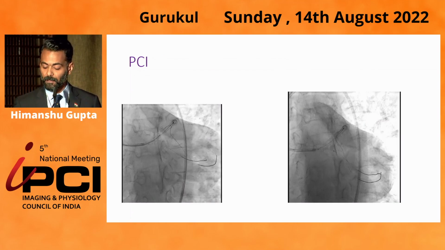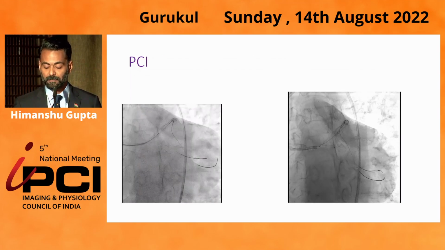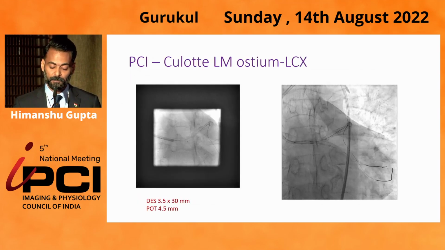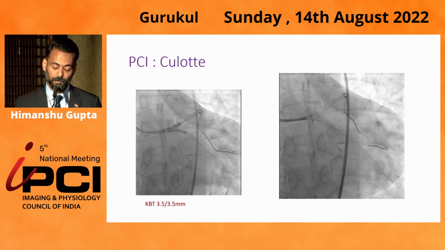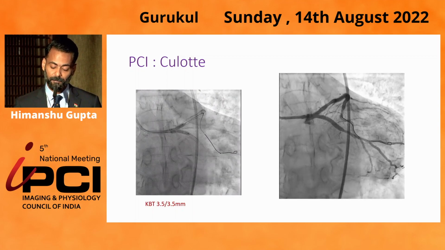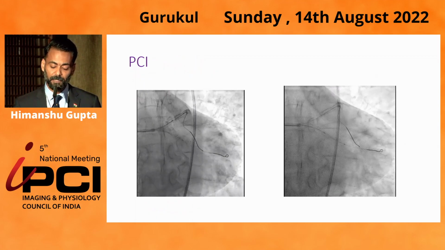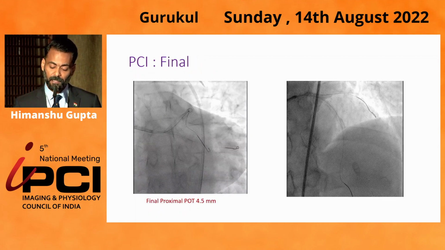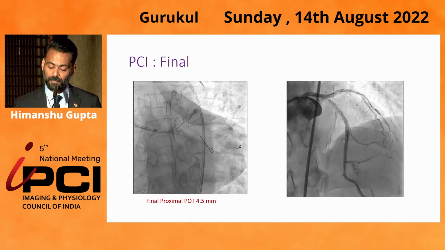So that is what we do then. We dilate the circumflex, do a culotte from circumflex to left main, do a POT again with a 4.5 millimeter balloon, do kissing with two 3.5 millimeter balloons, and then do IVUS in both branches, and repeat a final POT as in the left panel.